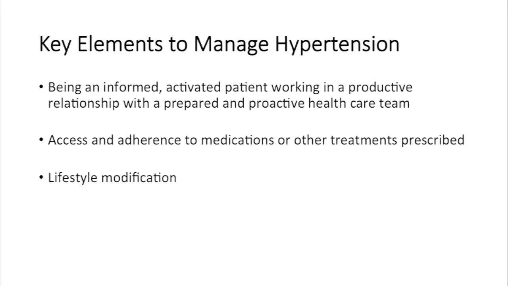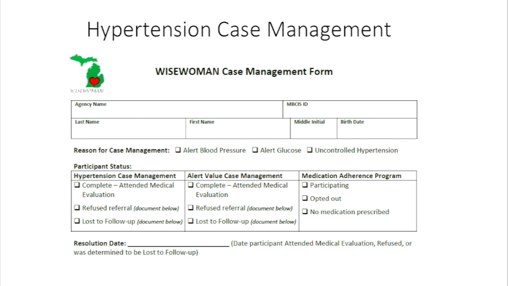And then finally, lifestyle modification. She needs to be able to make healthy choices, and that goes back to wanting to control her blood pressure. It's all up to the woman. If she doesn't want to do this, then it's just not going to happen. So those are the keys to doing it. Let's take a look at the form. If she does have uncontrolled hypertension, this is the form that you're going to fill out.